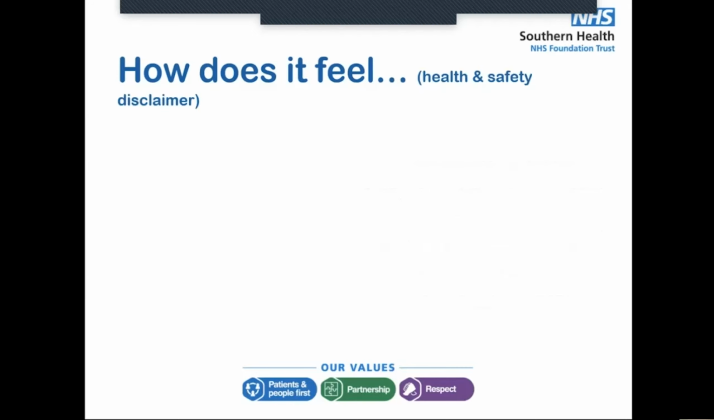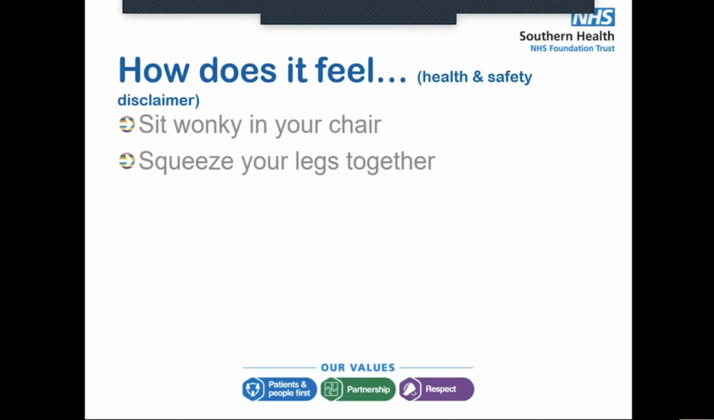And then we did a session on how that actually feels for the residents. So this is a bit of a health and safety disclaimer. If you do have any neck or back problems, please either don't do this or stop if you're feeling uncomfortable. Okay. So first of all, I'd like you to try and sit a bit wonky in your chair. So sit on one of your buttocks, and then squeeze your legs together as hard as you possibly can.